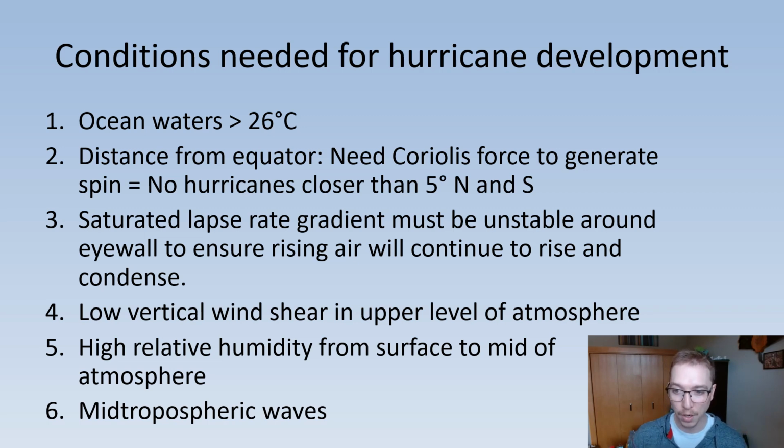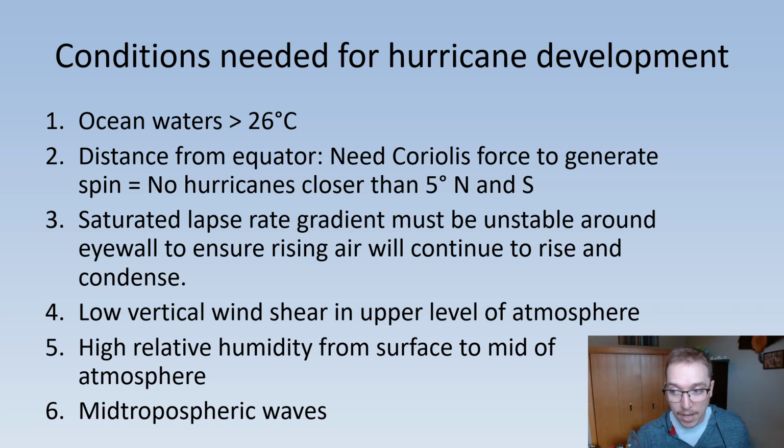Number four, the fourth and one of the most important ingredients is that of a low vertical wind shear, especially in the upper level of the atmosphere. Wind shear is a change in wind speed with height. Strong upper level winds destroy the storm's structure by displacing the warm temps above the eye and limiting the vertical ascent of air parcels. Hurricanes will not form with strong upper level winds. You need to have low upper level winds so that you can get that vertical motion to be sustained, basically.